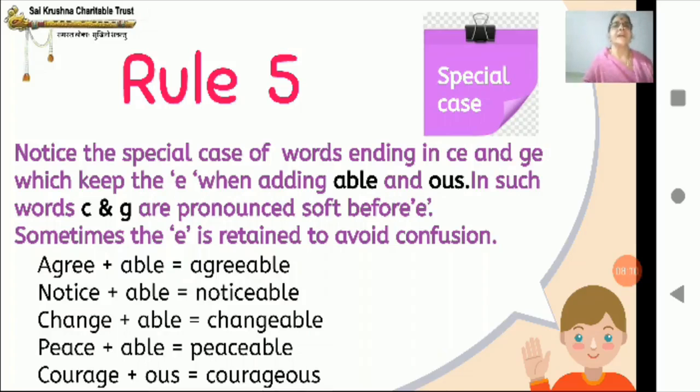Now look at this. Agree. You've studied right in the beginning, if there are 2 E's, you can drop 1 E, correct? But here see, agree plus able. Now how do you pronounce C and G before E? What has he said? We say 'j', we don't say 'g'. So the E is retained, and it becomes agreeable.